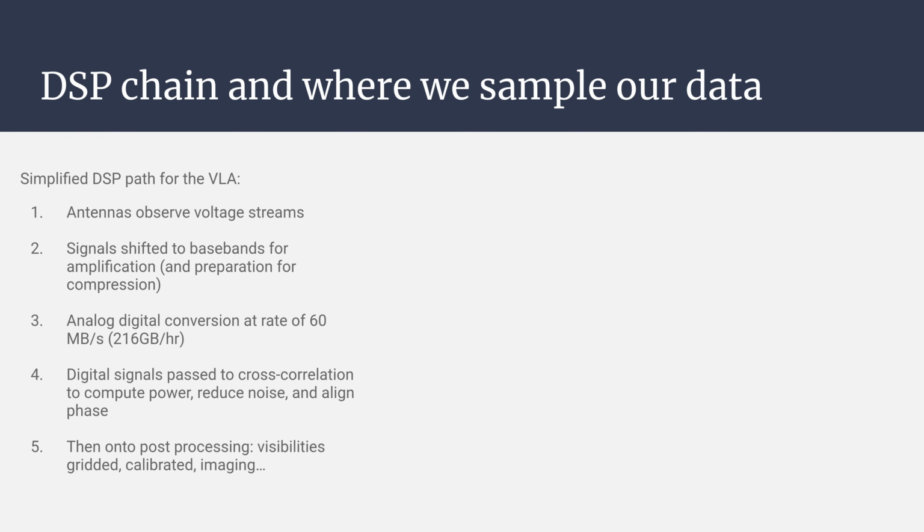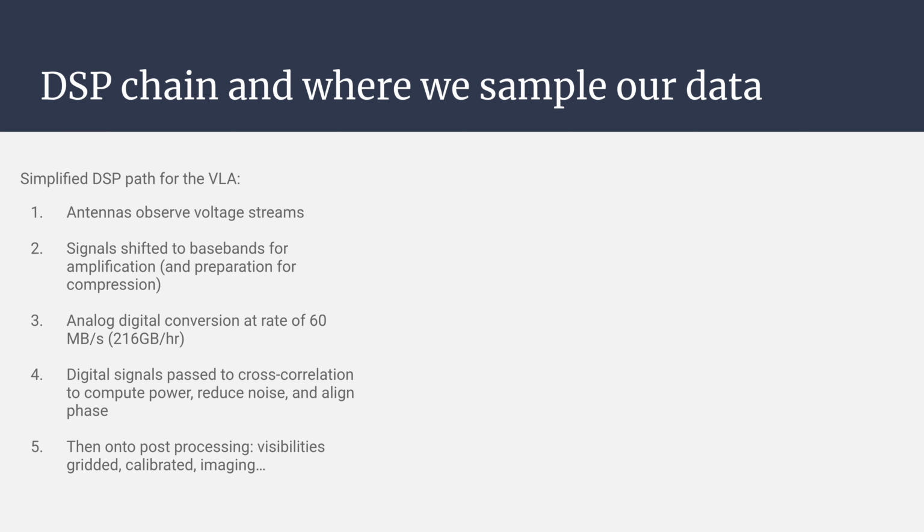So the digital signal processing path for the VLA, from a very high level view, is that the antennas observe voltage streams. Those signals are shifted to basebands for amplification and for preparation for compression. Then there's an analog digital converter that works at a rate of 60 megabytes per second or 216 gigabytes per hour. Those digital signals are then passed to cross-correlation to compute the power, reduce noise, and align phase. And then it goes on to post-processing for gridding visibilities, calibration, imaging, and so on.